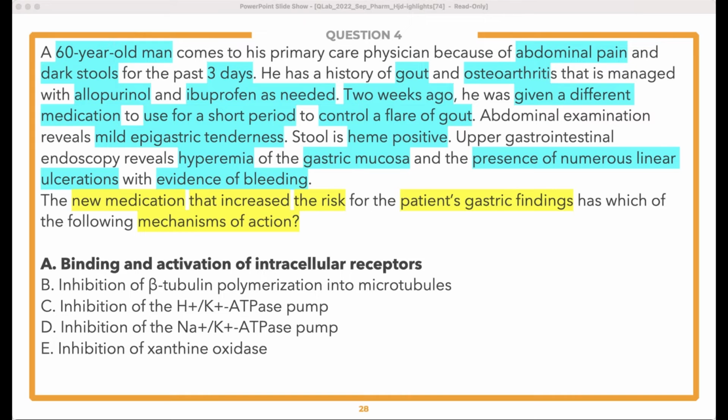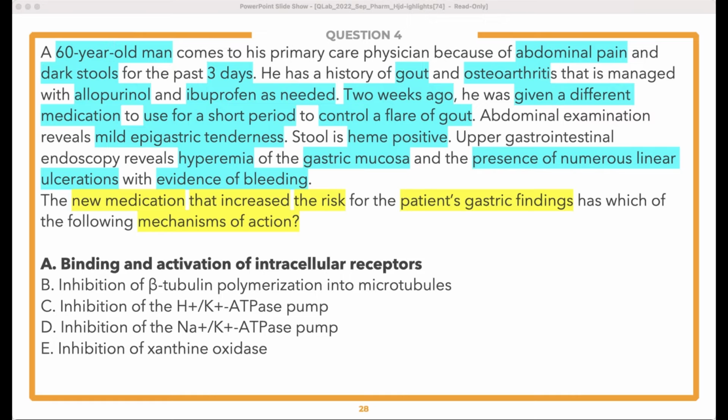Now, gastritis may be induced by NSAIDs. This patient was taking ibuprofen as needed. However, remember they were asking us about a new medication. The new medication he was given 2 weeks ago to use for a short period, to control a flare of gout. What that's likely getting at is actually glucocorticoids, which are sometimes used for severe arthritis or gout flares.